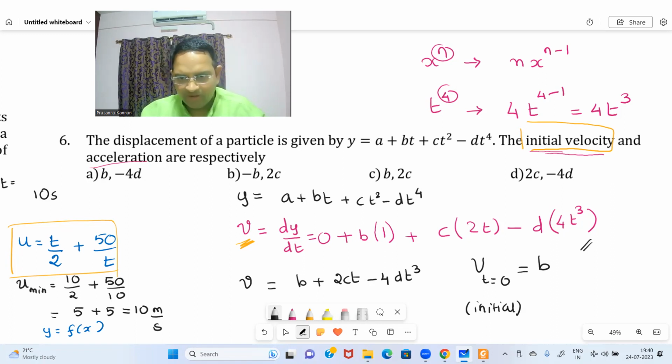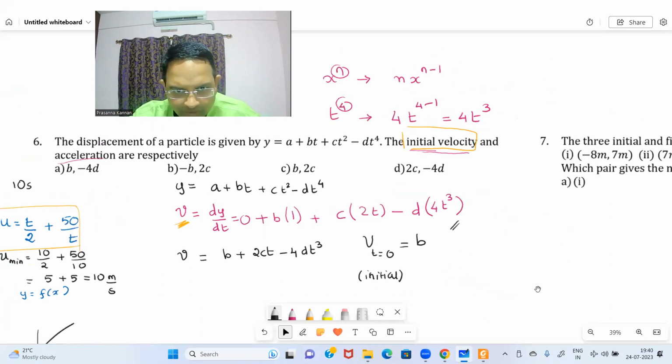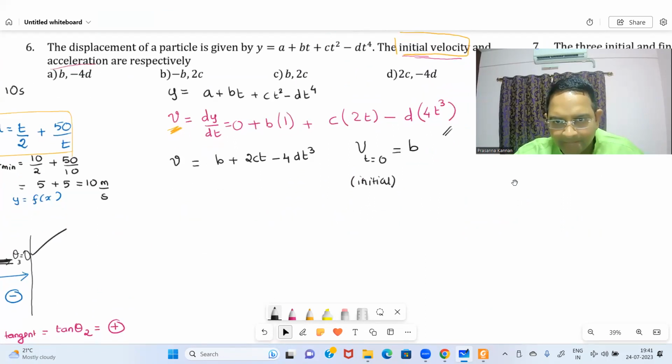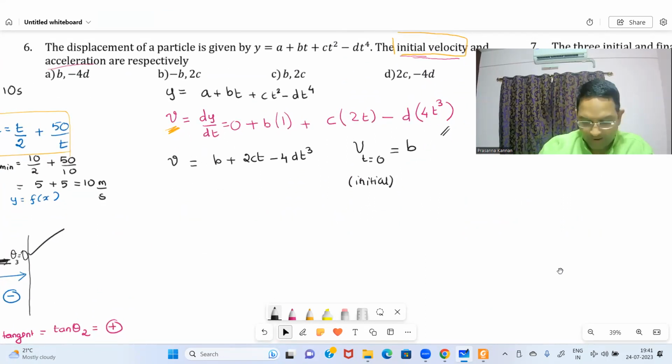Let's move on. We need to not just find the velocity, but we need to find acceleration also. So let's find acceleration. How do you find acceleration? dv by dt. Excellent. So let's do acceleration now. So acceleration is nothing but dv by dt.